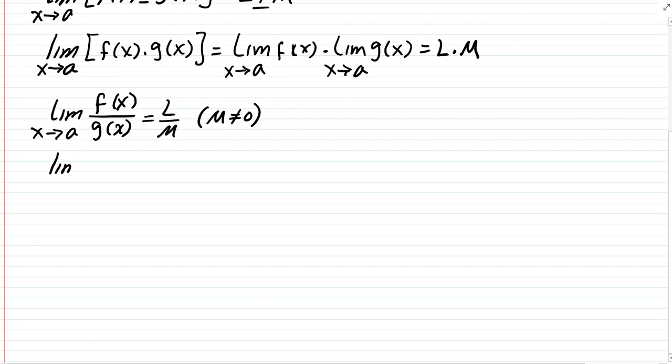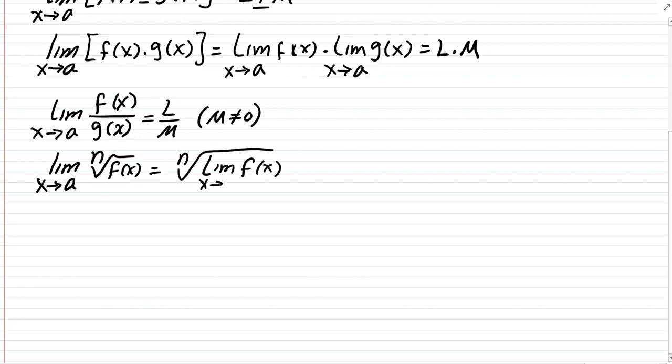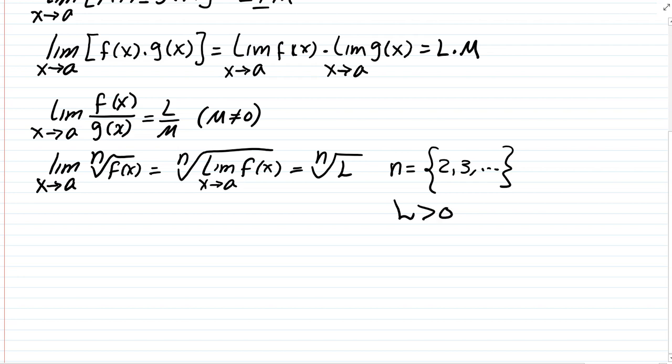The next limit law, the limit as x approaches a of, we did the constant multiple, right? So let's do the root, the nth root of f of x. We can write this as the nth root of the limit of f of x as x approaches a. And remember, the limit of f of x was L, so that's going to be the nth root of L. Now for this to work, of course, the index of the radical has to be what? Positive, 2, 3, and so on. Correct? And L must be positive in this case. The limit has to be positive if the index is even.